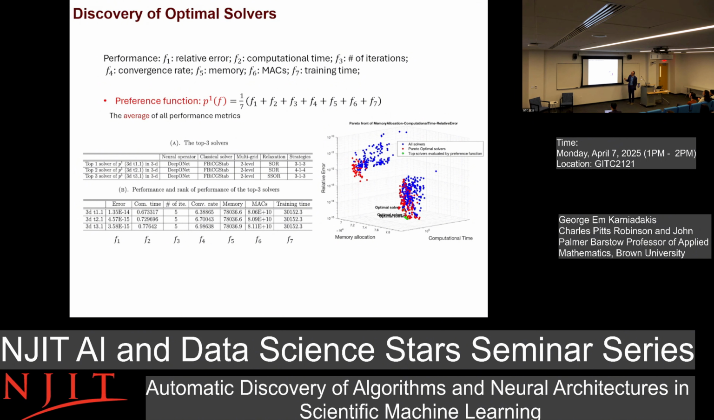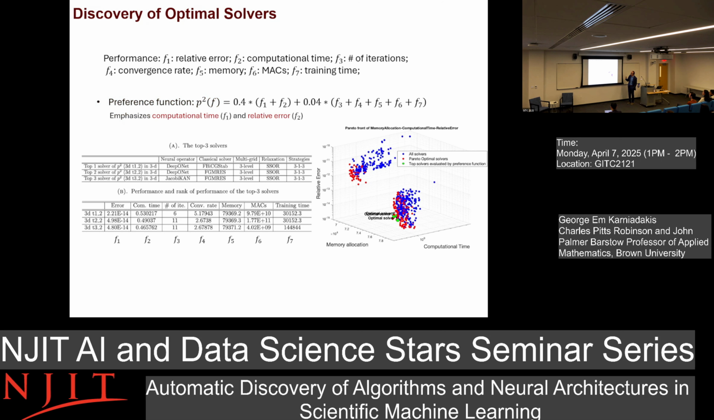So the point is, we automate the whole process for the user. Here's another one. So here now I emphasize computational time and error more, and then I give a little weight to the other measures. So I take all measures into account, but not as strongly. And then you come up with a different algorithm.